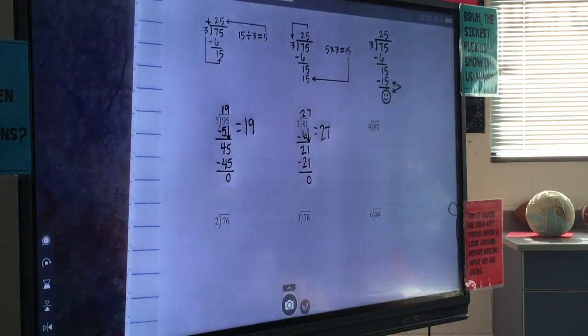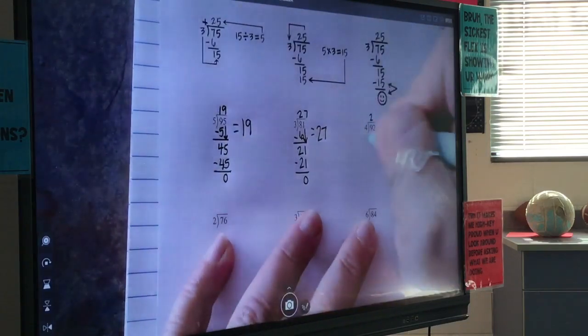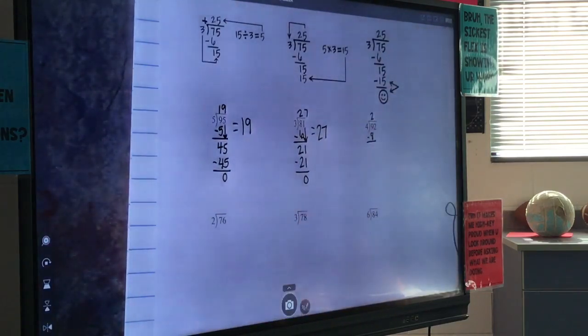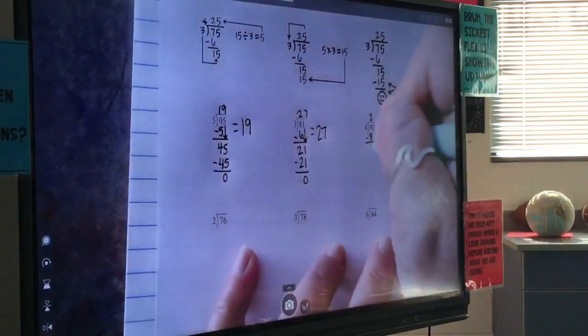92 divided by 4. Sincere, what do I do? Okay, so we've got our division written out. So what do we do next? Okay, so we got to say to ourselves, what times 4 gives me 9 or close to 9 without going over? Times 2. Okay, so that gives me 8. So 9 minus 8 gives me, Drake? 9 minus 8. Oh, that's one.